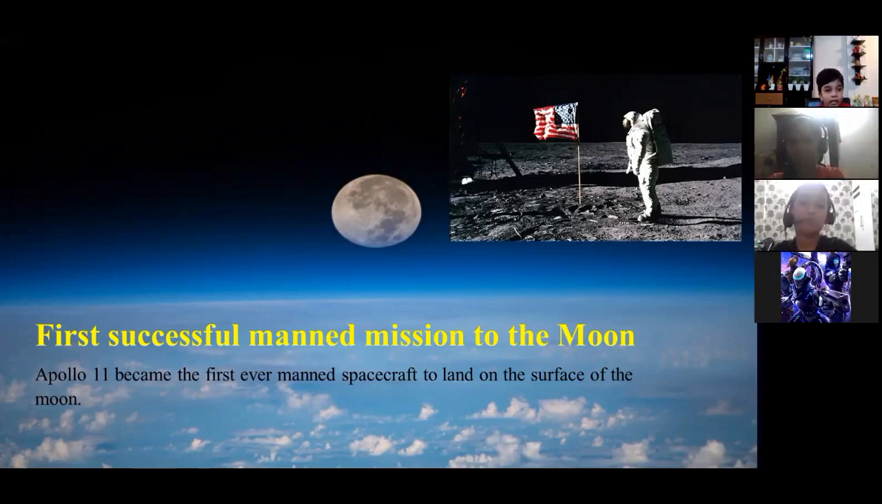Starting with the first successful manned mission to the moon. Apollo 11 became the first ever manned spacecraft to land on the surface of the moon. On July 20th, 1969, Apollo 11 landed on the moon in the area commonly known as the Sea of Tranquility. The first steps by humans on another planetary body were taken by Neil Armstrong and Buzz Aldrin. Next slide, please.